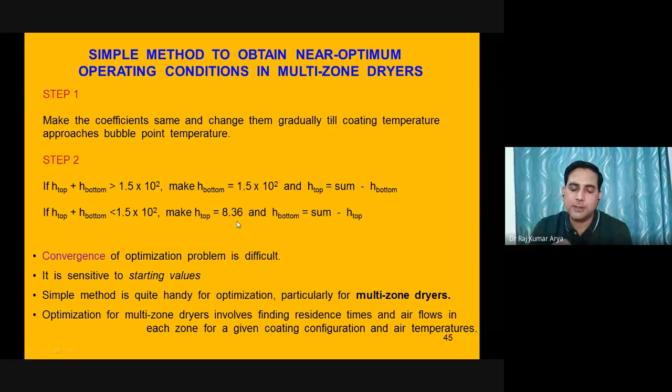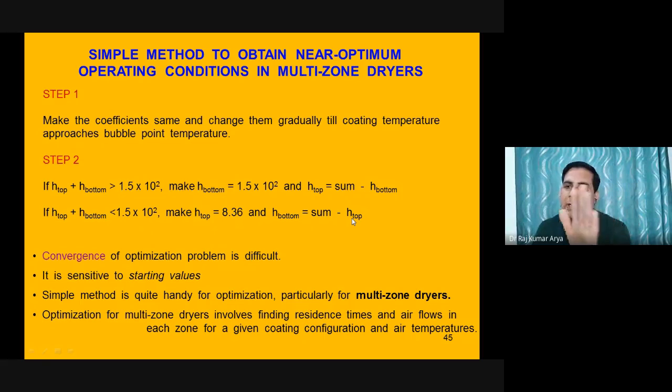After that, you just note down the corresponding residual solvent. Now, change your heat transfer coefficient by step 2. Add the total. If the total is greater than 1.5 × 10^2, then adjust the top and bottom heat transfer by this formulation. Top you make sum minus bottom one, and bottom you are providing the highest one. If it is less than 1.5 × 10^2, then adjust your heat transfer coefficient: top side is 8.36, and bottom side is the sum minus the top one.